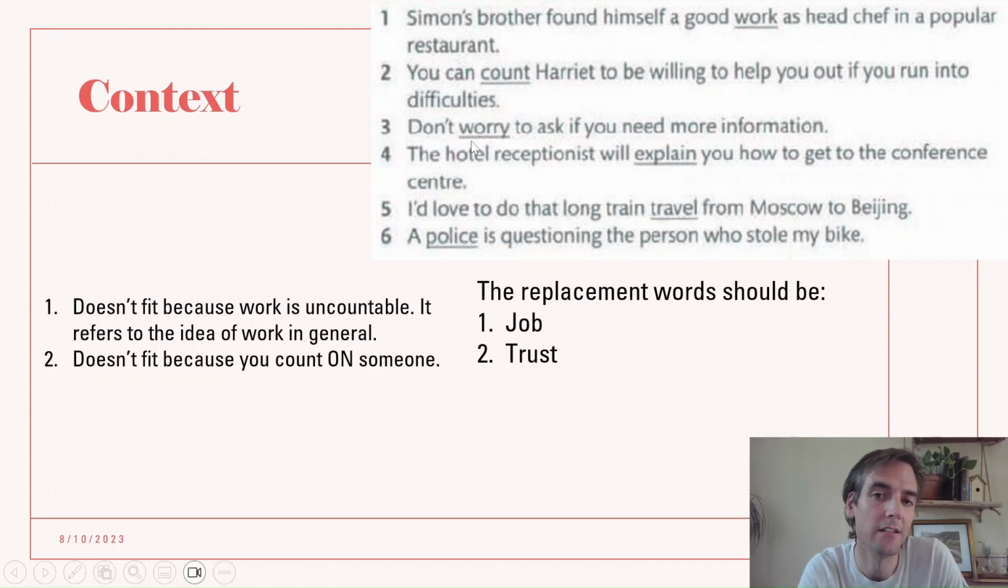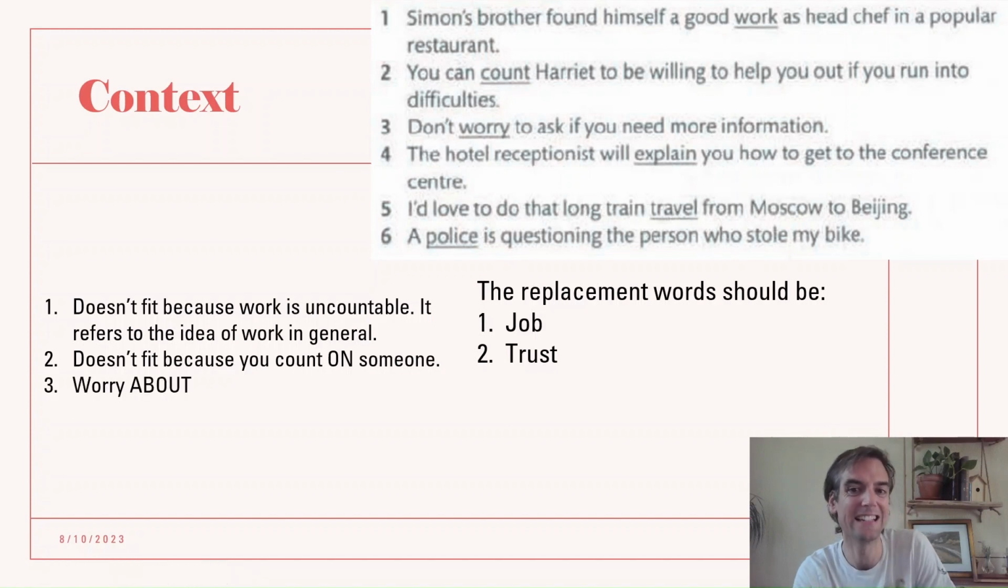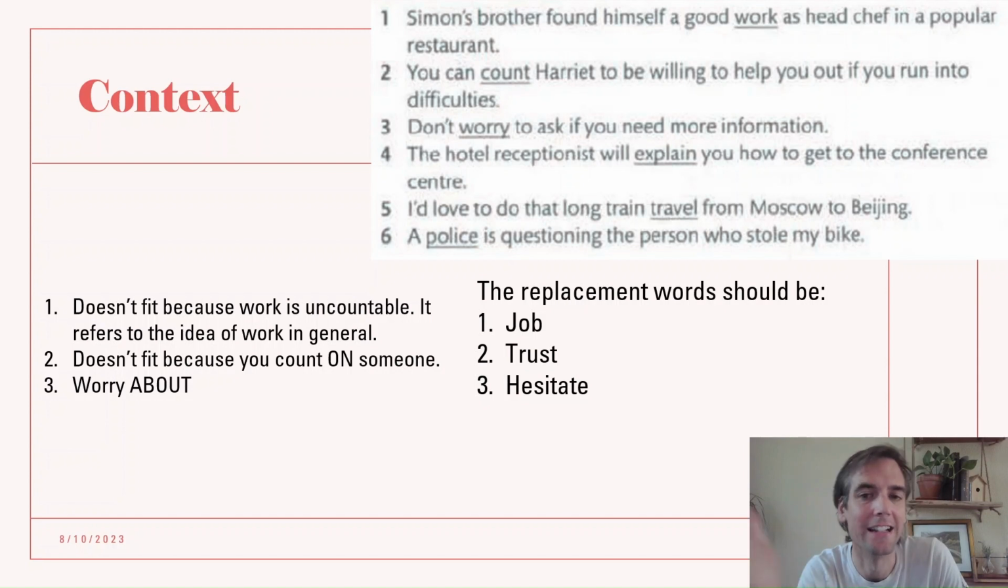So pay attention to what prepositions go with which words. Number 3 is similar. Worry to ask. No, that doesn't work. Worry to, it doesn't exist. I'm worried to, I'm struggling to think of how we'd use that in a sentence. You worry about something. And then it's going to be hesitate to, because you hesitate. Don't hesitate to, typical letter expression or public customer service.